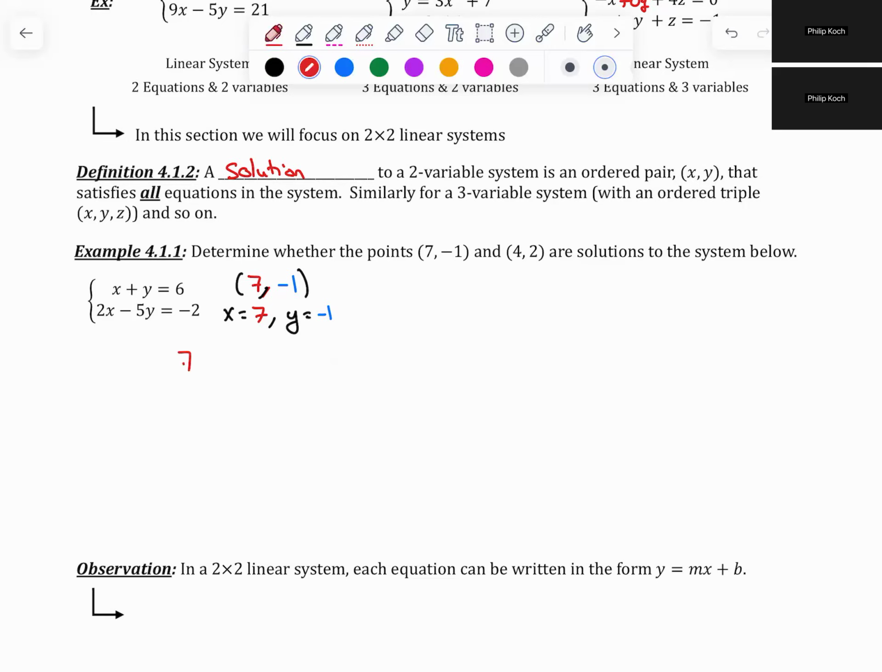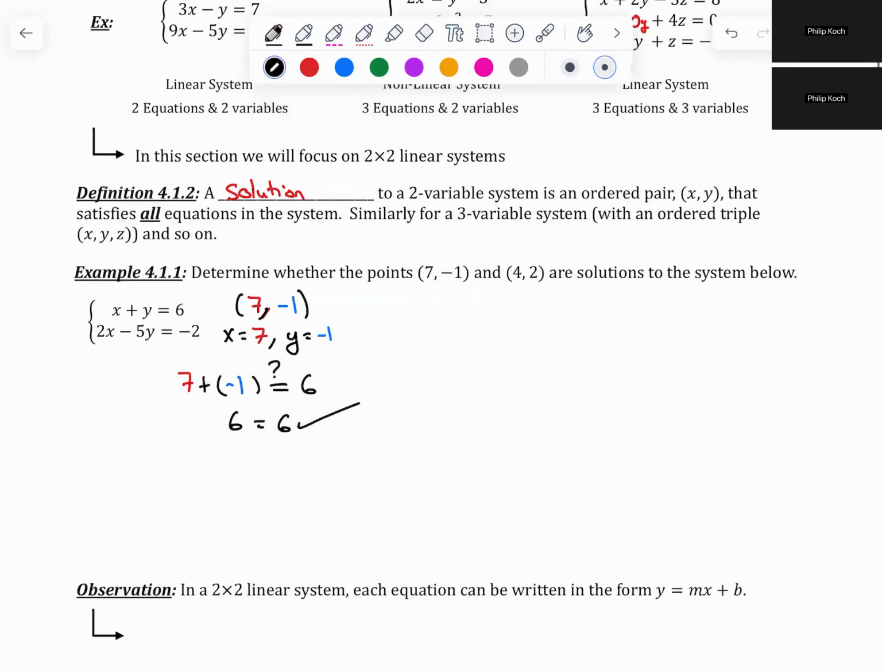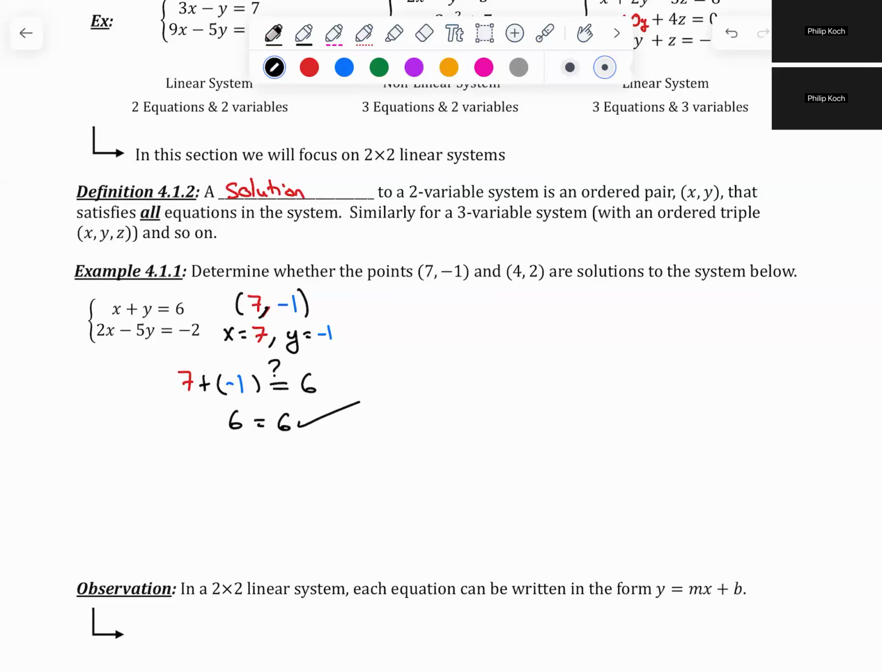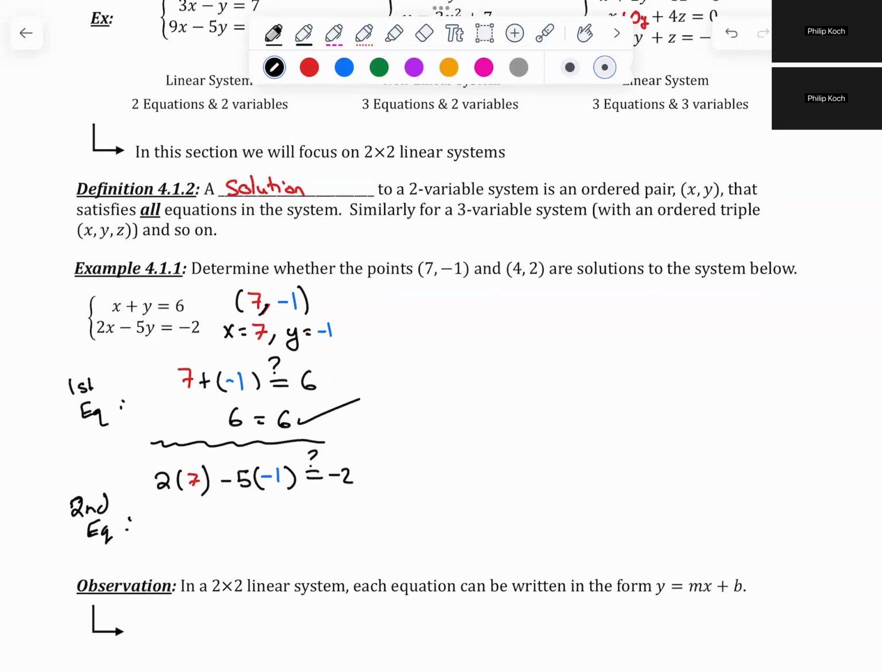Does 7 plus -1 equal 6? And does 6 equal 6? Yes, it does. So it solves the first equation. But that's not enough. Just because it solves one of the equations doesn't mean it solves the other. So we'll check the second equation. Does 2 times 7 minus 5 times -1 equal -2? 2 times 7 is 14, and then plus 5, does 19 equal -2? Well, no, it doesn't. Of course not.